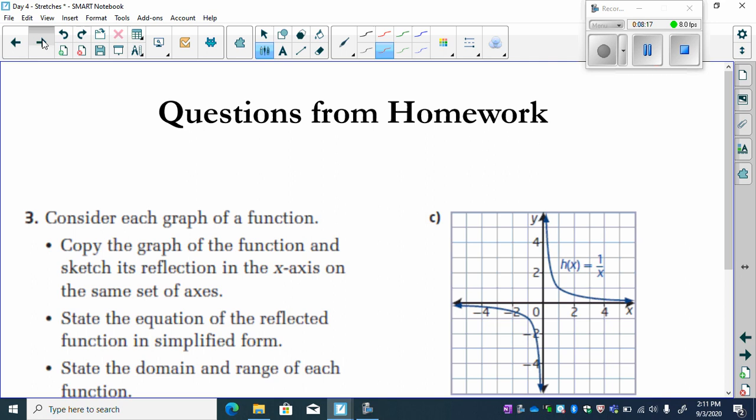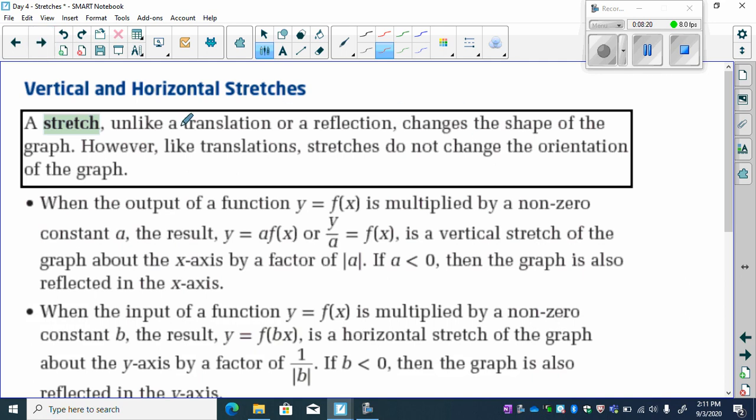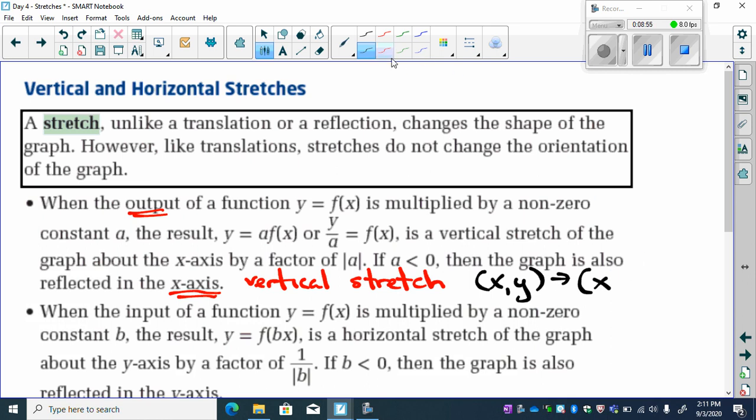reflections, a little recap. Now we're going to talk about stretches. Now a stretch, unlike a translation or a reflection, changes the shape of the graph. All right, if it's the output of the function, we're talking about a vertical stretch. A couple things. Vertical stretch and reflection are in or about the x-axis.